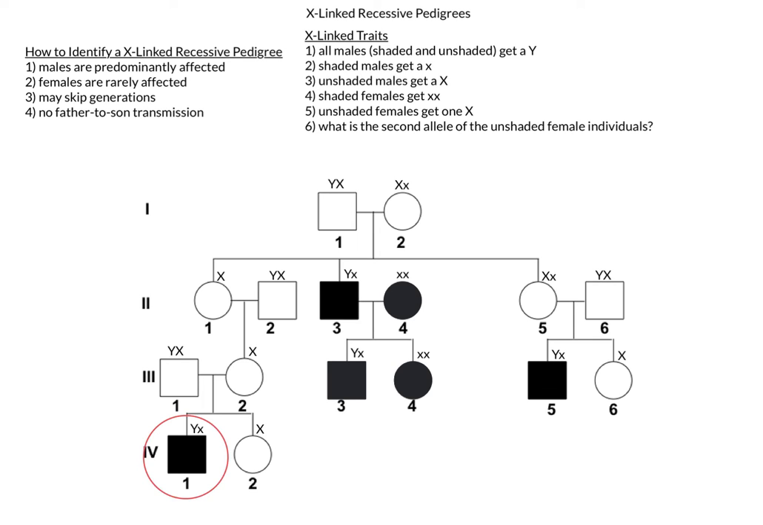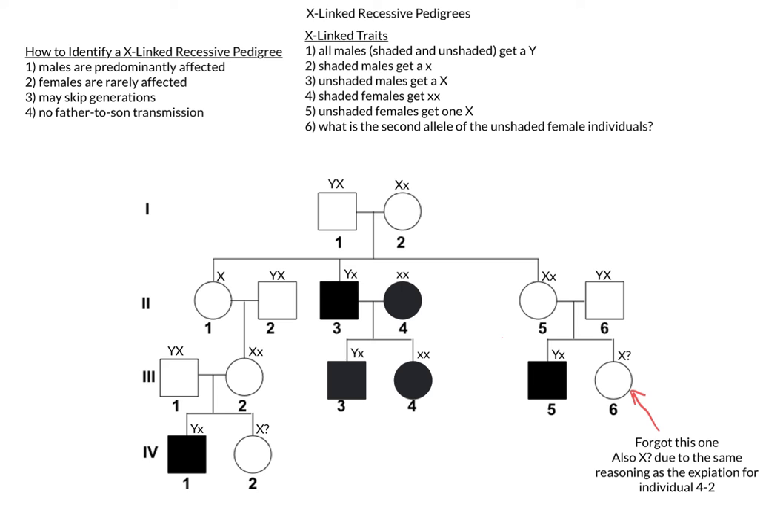They have a son that has the trait. The father donated the Y chromosome, so the mom had to have been the one that donated a small x for the son to be expressing the trait. Now we have individual 4-2. This individual would be a question mark as the second allele.